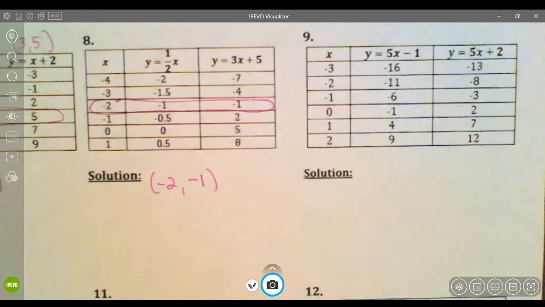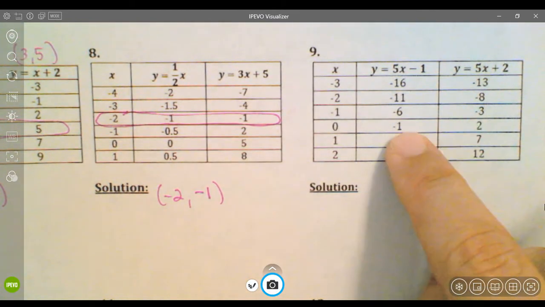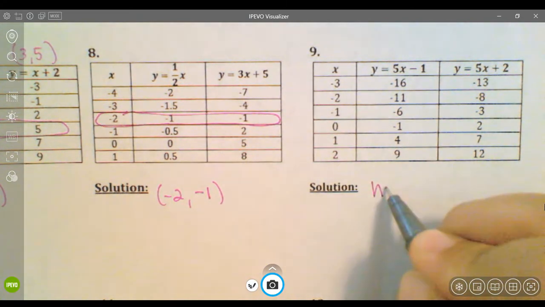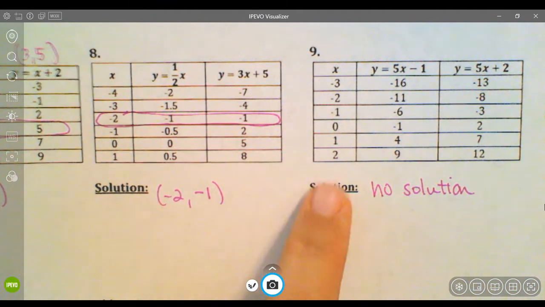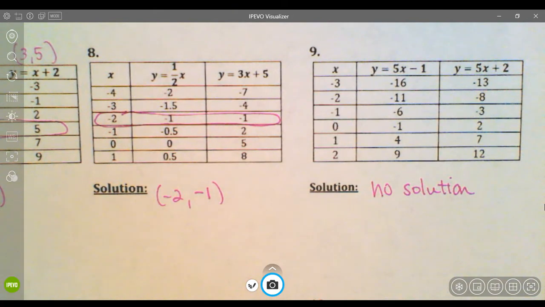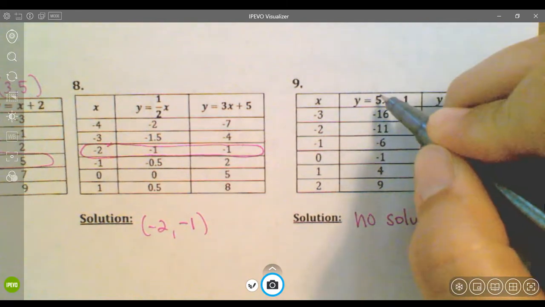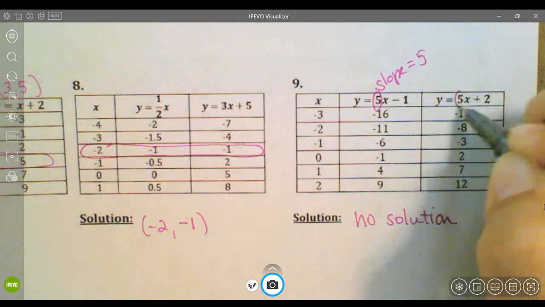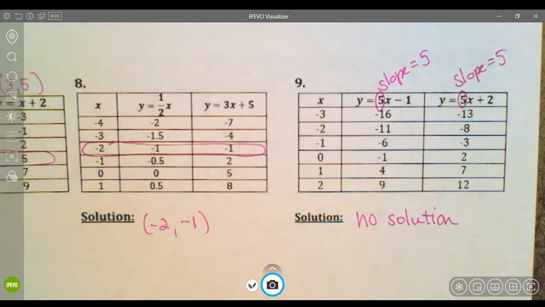And then your eagle eye goes over to number 9. Do I have any common y-coordinates? No, I don't. So I have a feeling this will be no solution. It has to be no solution, because if they ended up meeting down the table somewhere, they would need to show me that table. But here's what I want you to notice. Look at the slope here. And look at the slope here. You are going to learn that when you have equal slopes, you have no solution.